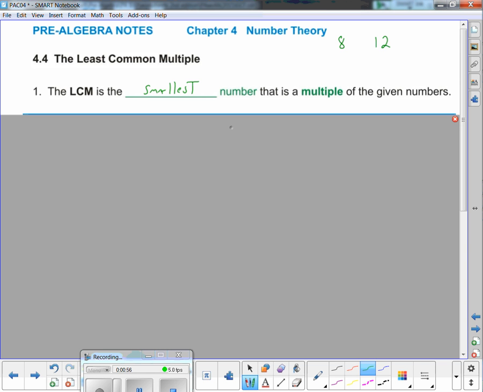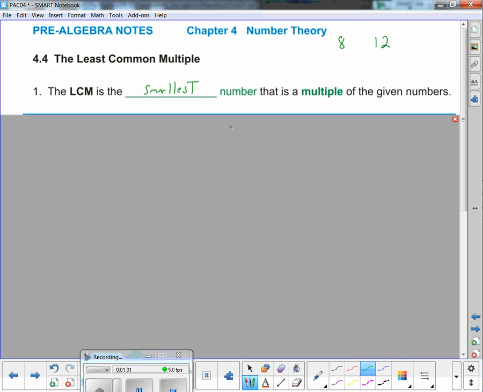Is 96 a multiple of 8? Yes, it is. 8 times 12 is 96. Is 96 a multiple of 12? Yes, because 8 times 12 is 96. So now, is 96 the least common multiple? And the answer is no.